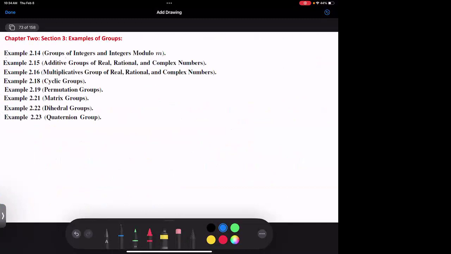So now we have lots of different examples of groups in section 3. We have the group of integers, and then the group of integers modulo m. This is the clock arithmetic. We have the additive groups of real, rational, and complex numbers. We have some multiplicative groups involving real, rational, and complex numbers. We have cyclic groups. We have permutation groups. We have matrix groups, dihedral groups, quaternion groups. There's lots of examples of groups. And depending on what you're studying, different examples come up as being important.